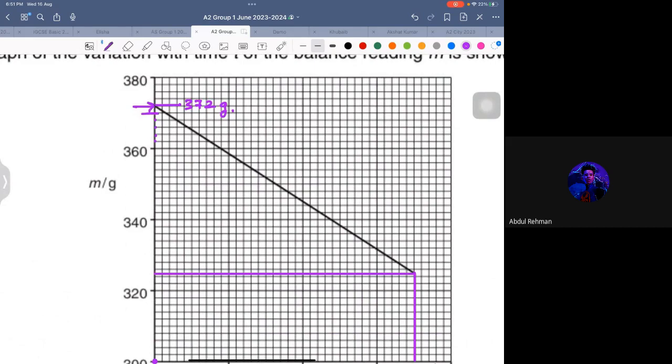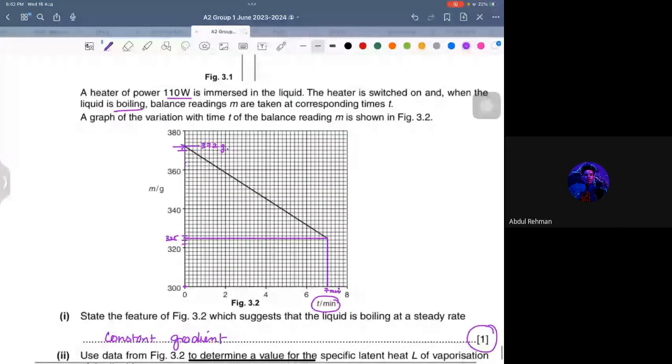This is in the middle, by the way. 322, 324, 326. So this will be 325. You agree? Yes, sir. So we got 325. Now the mass change would be 372 minus 325. What is that? Can you please help me find this? 47. 47 grams. All right. And the time is 7 minutes.